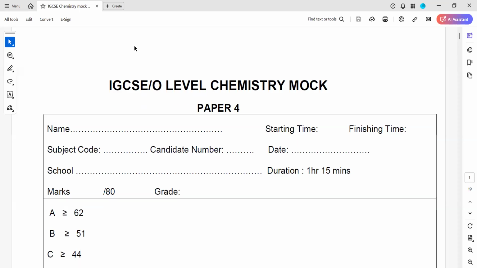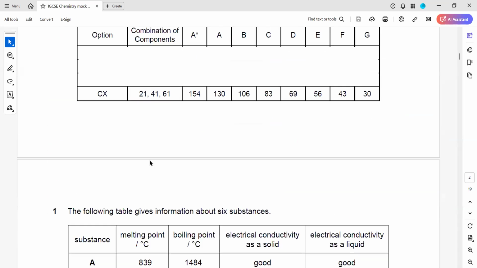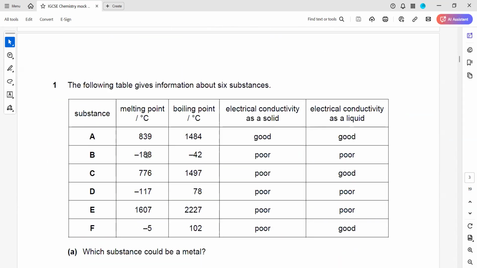Mock paper 4, set 4. So we have the table. From the table, we can identify the type of the material. As you can see, the first one: high melting point, high boiling point, good conductivity in a solid and good conductivity in a liquid. So we can say it is a metal.